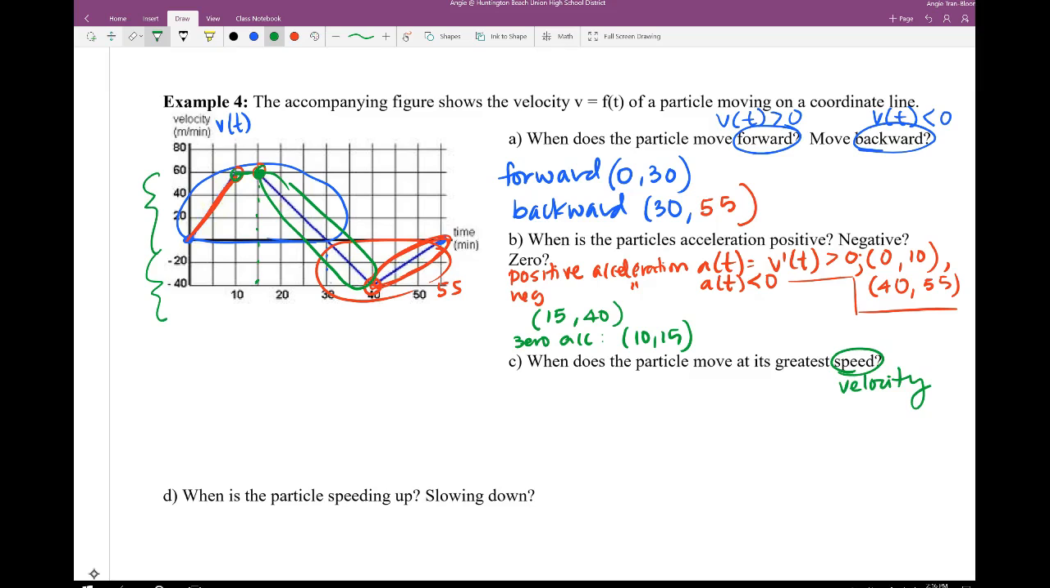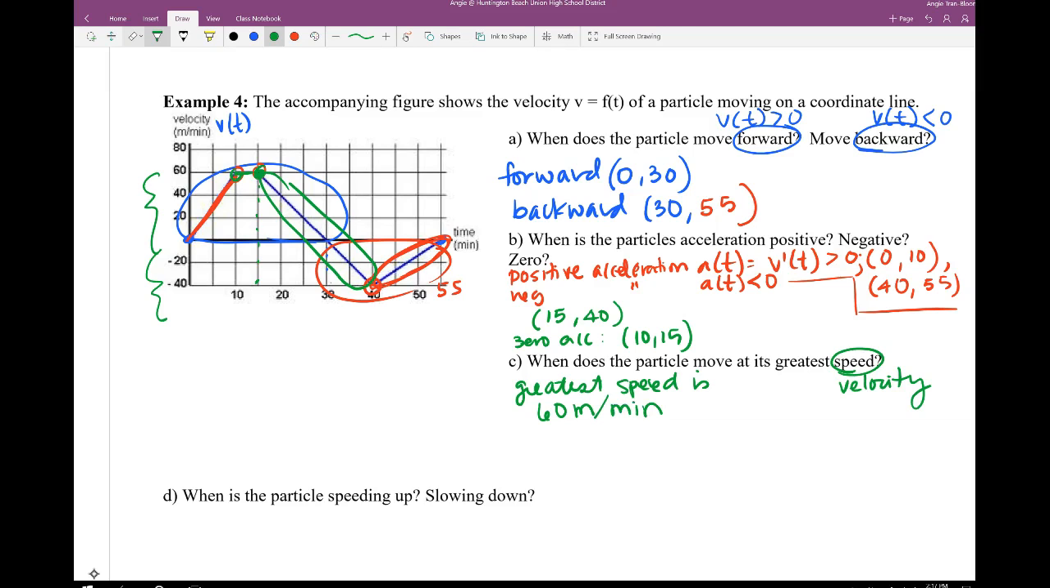So the greatest speed is, you just have to look at the highest number on the y, right? So the highest number is 60 miles per minute, right? 60 miles or meters. It doesn't say m, so I'm assuming that's meters per minute, okay?